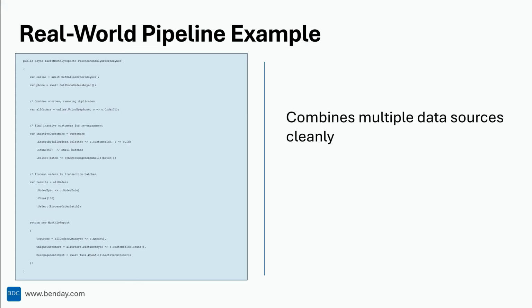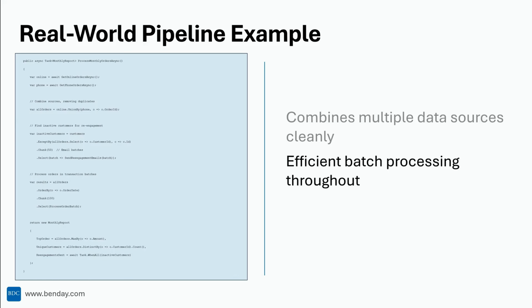UnionBy merges order sources while automatically handling duplicates that might exist across channels. This is common in retail, where the same order might appear in multiple systems during synchronization delays. Chunk appears twice here, once for email batches to respect API limits, and again for database transaction batches. Each batch becomes a natural unit of work that can be processed, logged, and error handled independently.